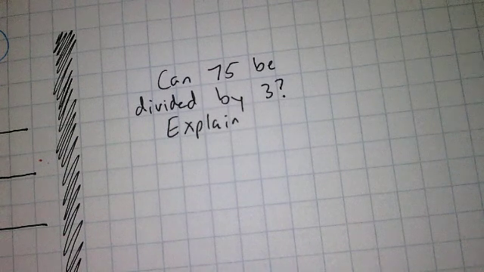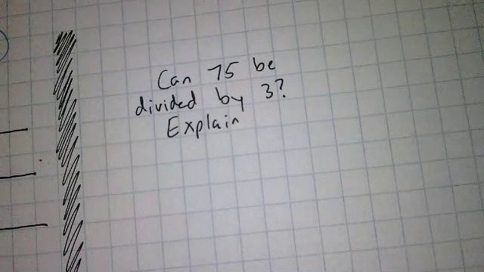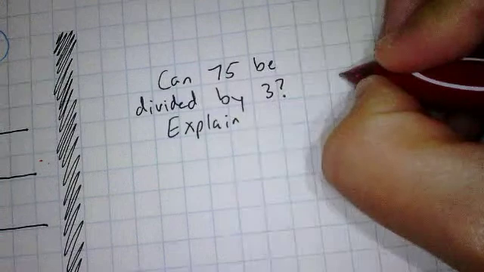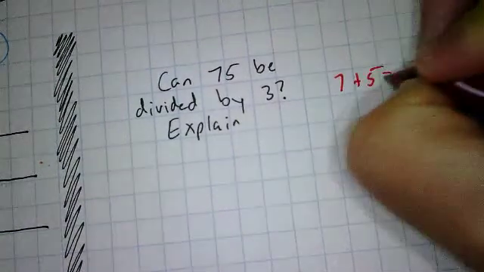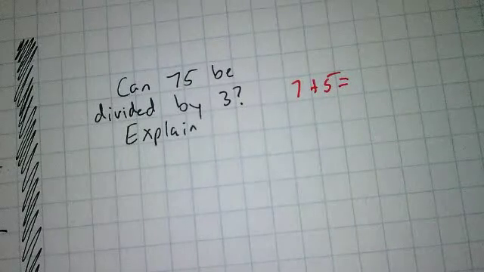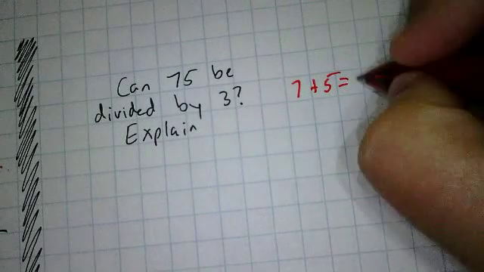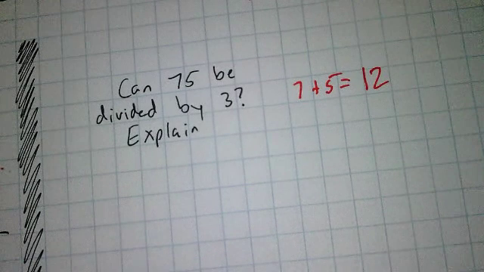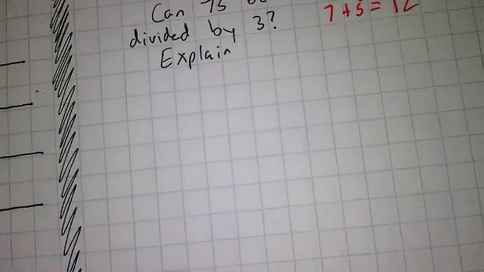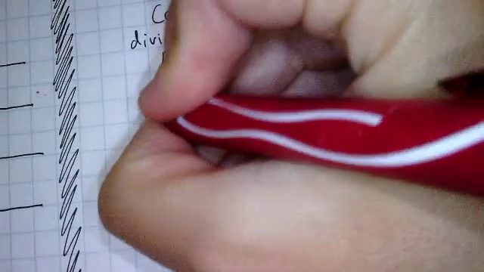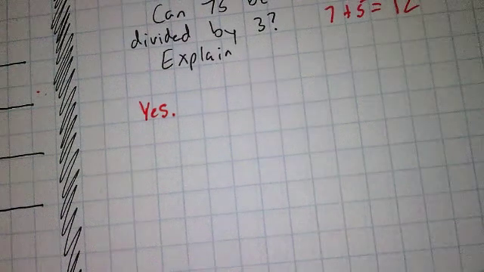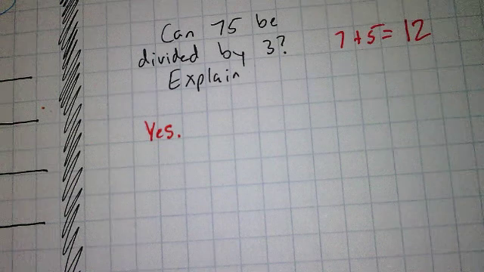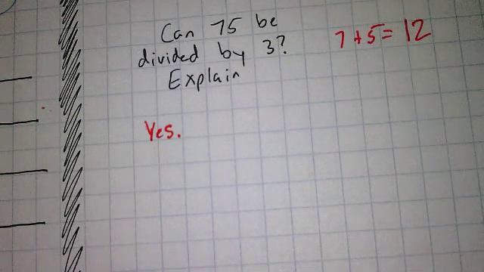Okay, so can 75 be divided by 3? How can we find that, first of all? Henry, how do we find that? We add 7 plus 5. We do 7 plus 5, and when we add 7 plus 5, what do we get? Henry? 12. Is 12 divisible by 3? Yes. 12 is divisible by 3. So when I write my answer, I'm going to start with yes, right? Can 75 be divided by 3? Yes, right? Then I need to explain.